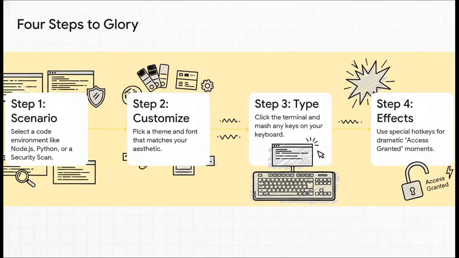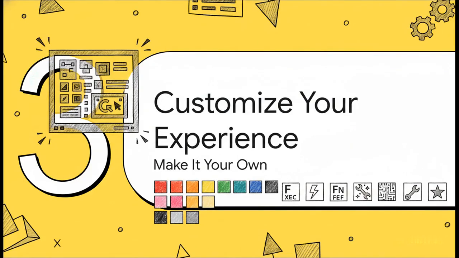Getting started is so simple. First, you just pick a scenario. Maybe you want to look like you're running a security scan or writing a Python script. Then you get to customize the look. Pick a theme, pick a font, get the vibe just right. After that, just click the screen and start typing anything. And for the grand finale, you can trigger these awesome special effects with a few hotkeys for that perfect cinematic moment.